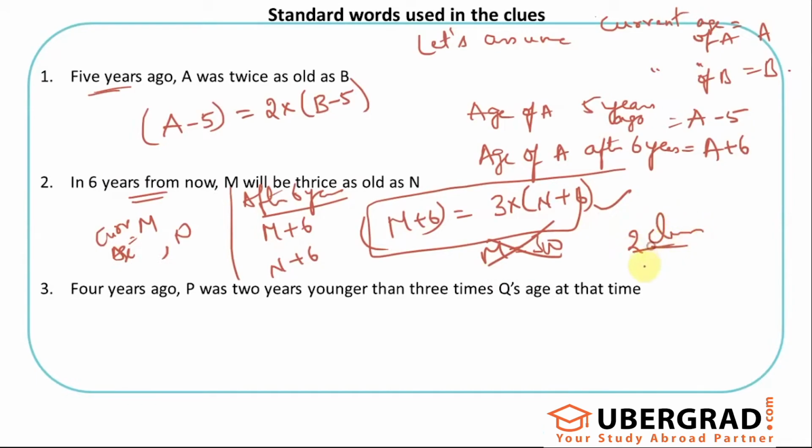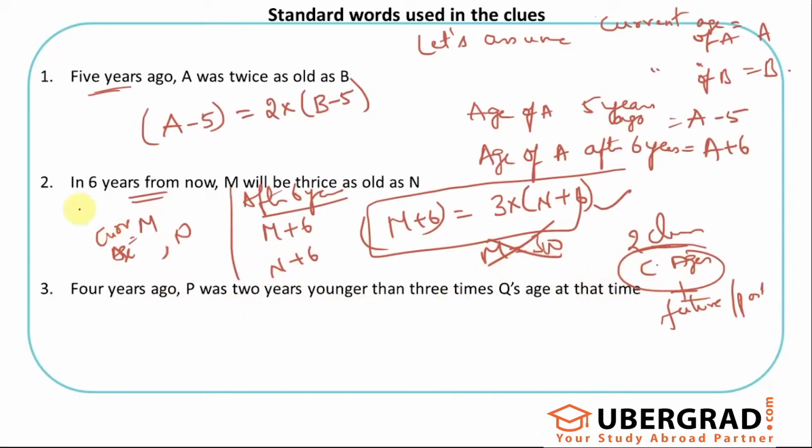One would refer to the current time, some clue on current ages. The other would be the future or the past. So that's why it's important to add or subtract according to that. Take the current ages as those variables and then use plus or minus for the future or the past, and connect them. 4 years ago, P was 2 years younger than 3 times Q's age at that time.